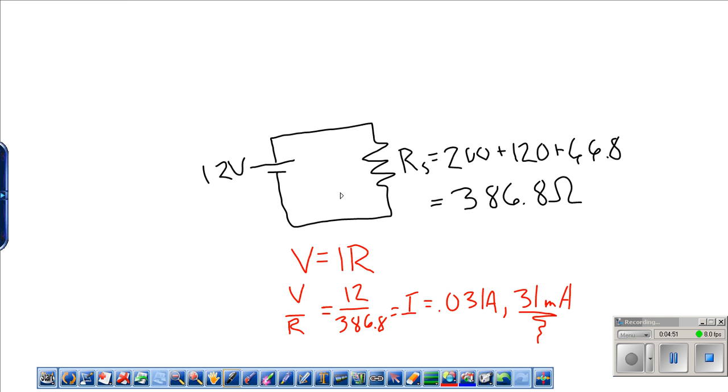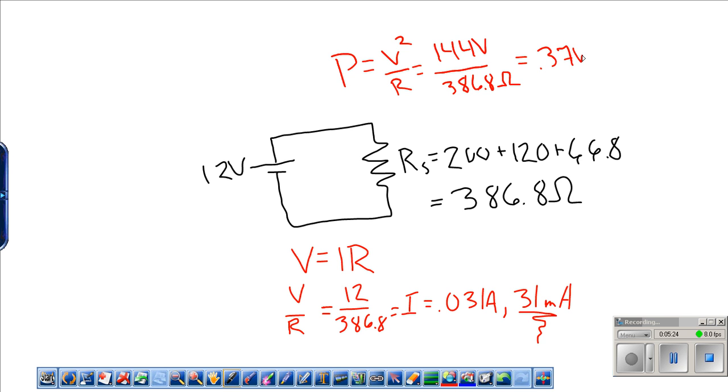Well, you would assume that it'd be the exact same thing. Of course, we went and calculated current, so you can use any one of these three bits of information. Let's just use voltage and resistance though. So our equation was P equals V squared over R. Plugging in 12 volts and squaring, we get 144 volts divided by 386.8 ohms. And what does that magically equal? 0.37 watts.